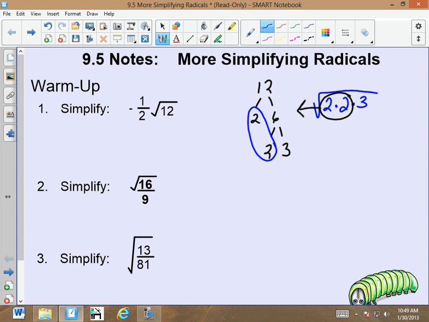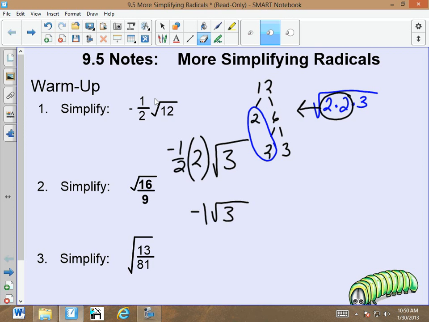So those 2's get married and become 1, and they get to move out of the factor house. Well, negative 1/2 is already out there. So now I bring a 2 out there. Unfortunately, the 3 cannot move out. So I have to keep the 3 inside the factor house. Negative 1/2 times 2 is negative 1. I still keep my square root of 3. That's my answer. Okay?